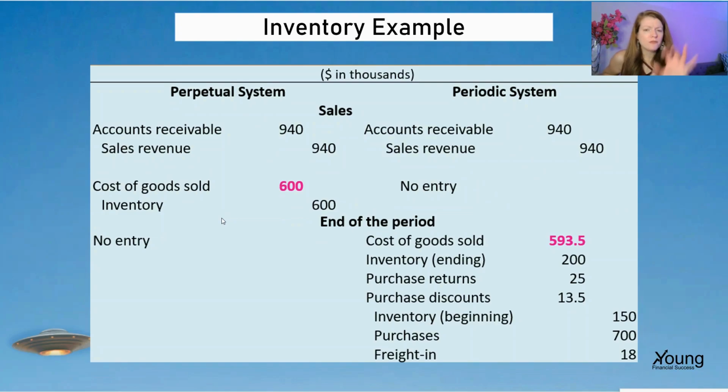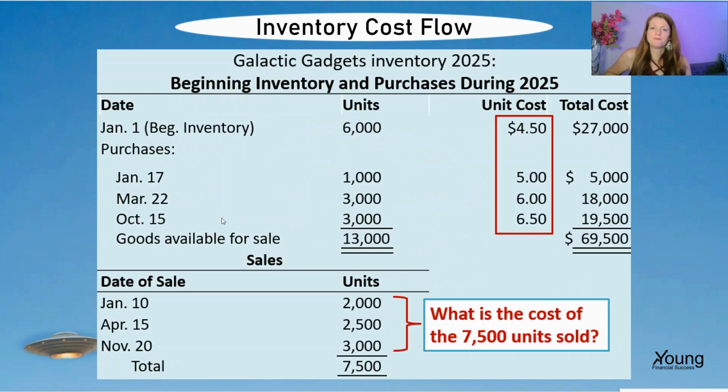So I went through that part fast, but again, if you look back at the video before this, at the end of the video, we calculated this. So if you need a little bit more of a refresher, then I would go for that. But this makes it to where perpetual and periodic are going to end the same with how much is in inventory and how much is in cost of goods sold. They just took a different approach at that.